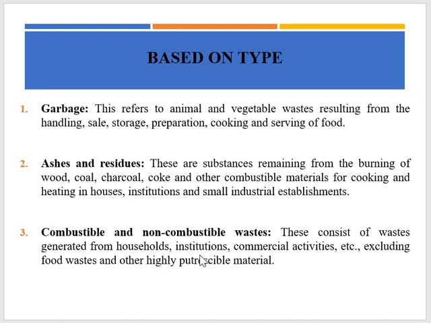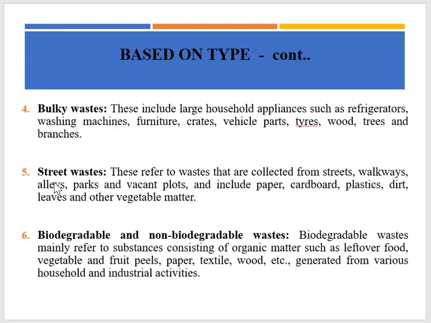Next is combustible and non-combustible waste. So this consists of waste generated from households, institutions, commercial activities, etc., excluding the food waste and other highly putrescible material. Putrescible is the material which produces a rotten smell. So the combustible materials can include paper waste, rubber, textile waste, then the trimmings or the waste generated from garden areas, etc. And the non-combustible waste can include glass, crockery materials, then tin, cans, then ferrous and non-ferrous material, dirt, etc.